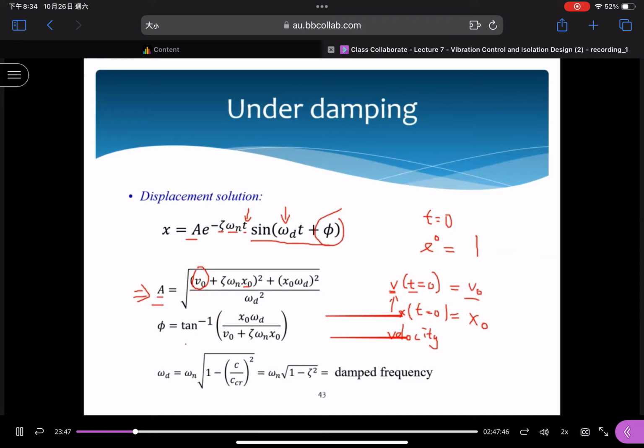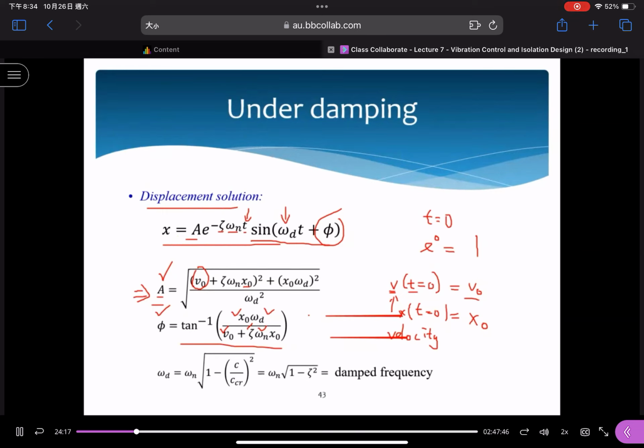And the other one is, what is phi? Phi is given here. It's not omega d, v naught, theta, and omega n. If we know all these parameters, we can substitute to get the value of phi. So when the values of A and phi are known, we can go back to this equation and substitute to find out the displacement solution.